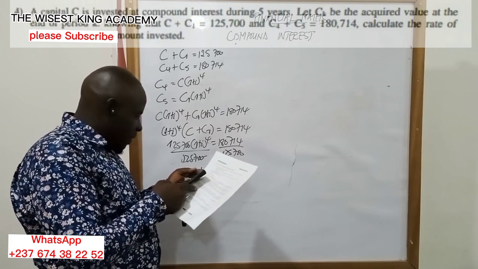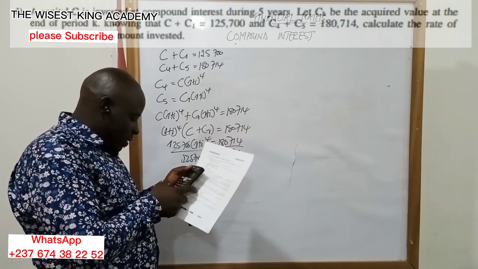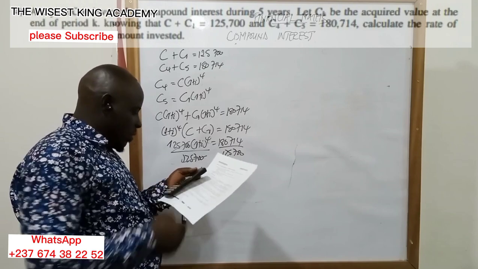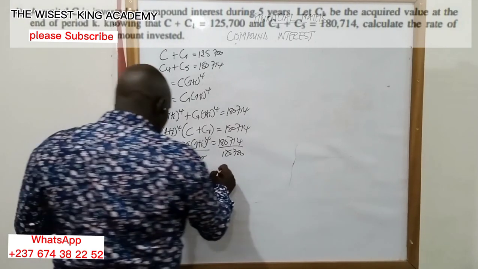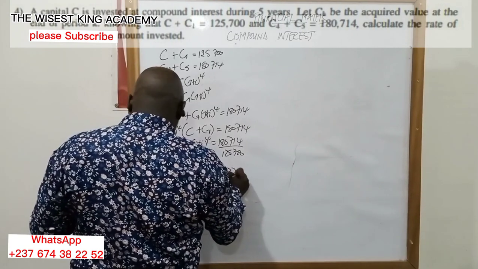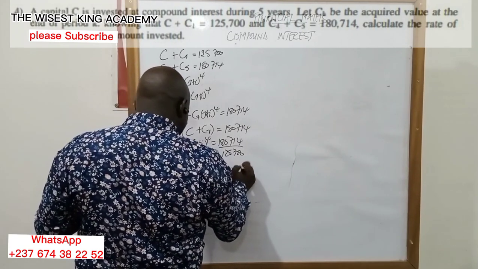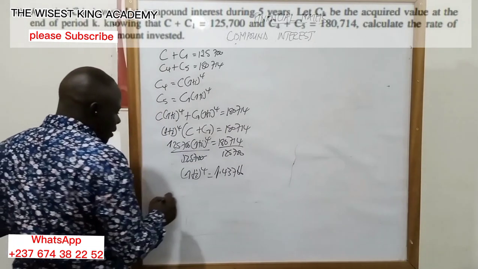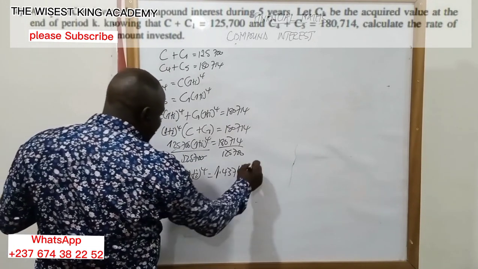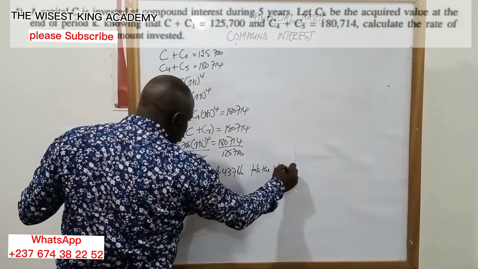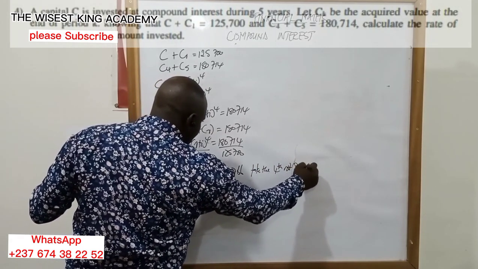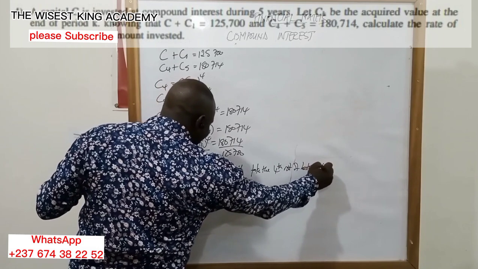So 180,714 divided by 125,700 will be 1.43766. Allow you to find decimal places. Now what do we do? Take the fourth root of both sides.